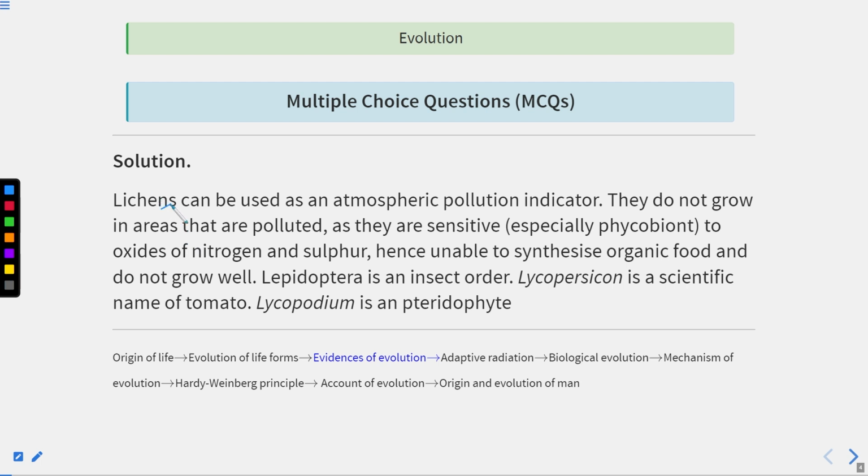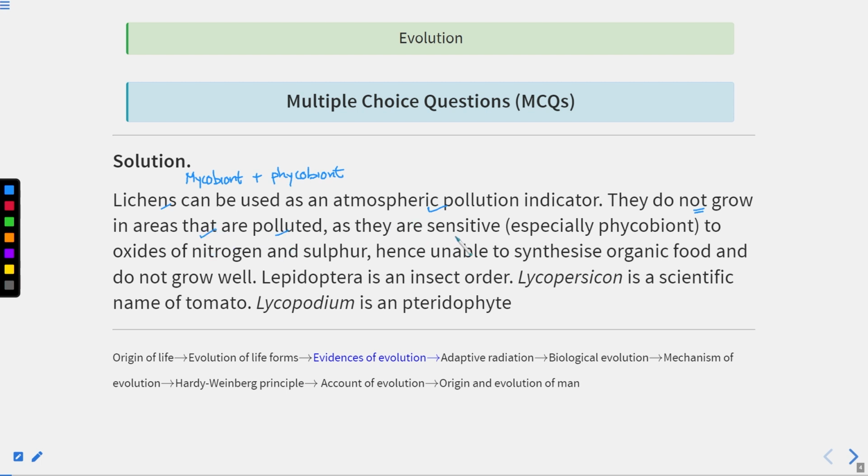So lichens, as you know, are made up of 2 partners. First one is the fungi and second one is the algae. So lichens are made up of mycobiont, where myco represents the fungi, and phycobiont, where phyco is related to algae. Now lichens can be used as the atmospheric pollution indicator. Why? Because they do not grow well in polluted areas.